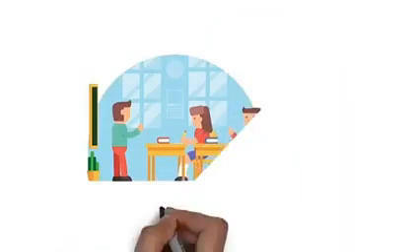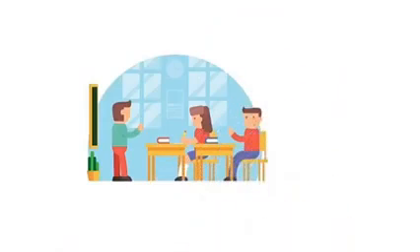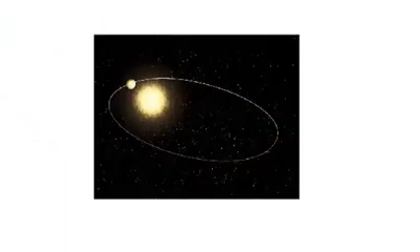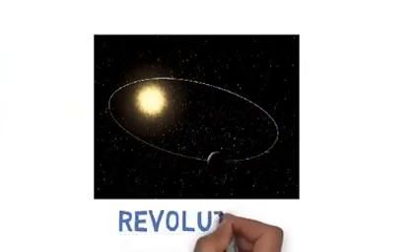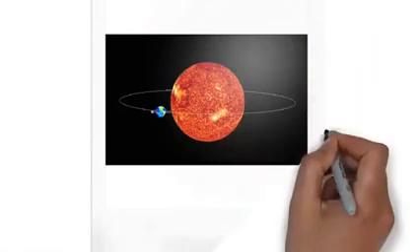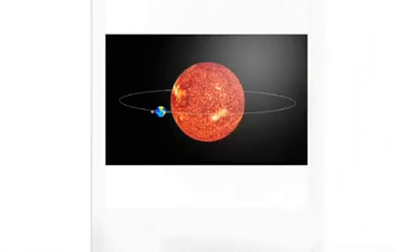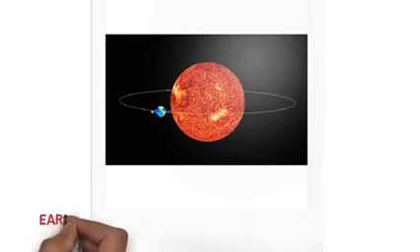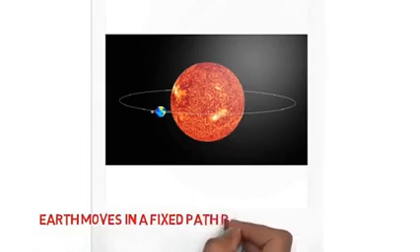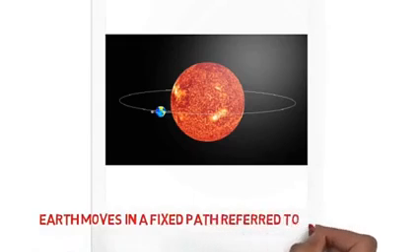Hello students, we are back with another topic. So I hope you're all ready. Our topic for today is revolution of the Earth. The Earth revolves around the Sun. Well, you know, the revolution of the Earth around the Sun happens in a fixed path which is called an orbit. And the shape of that path is not circular and rather elliptical, as you can see in the picture.